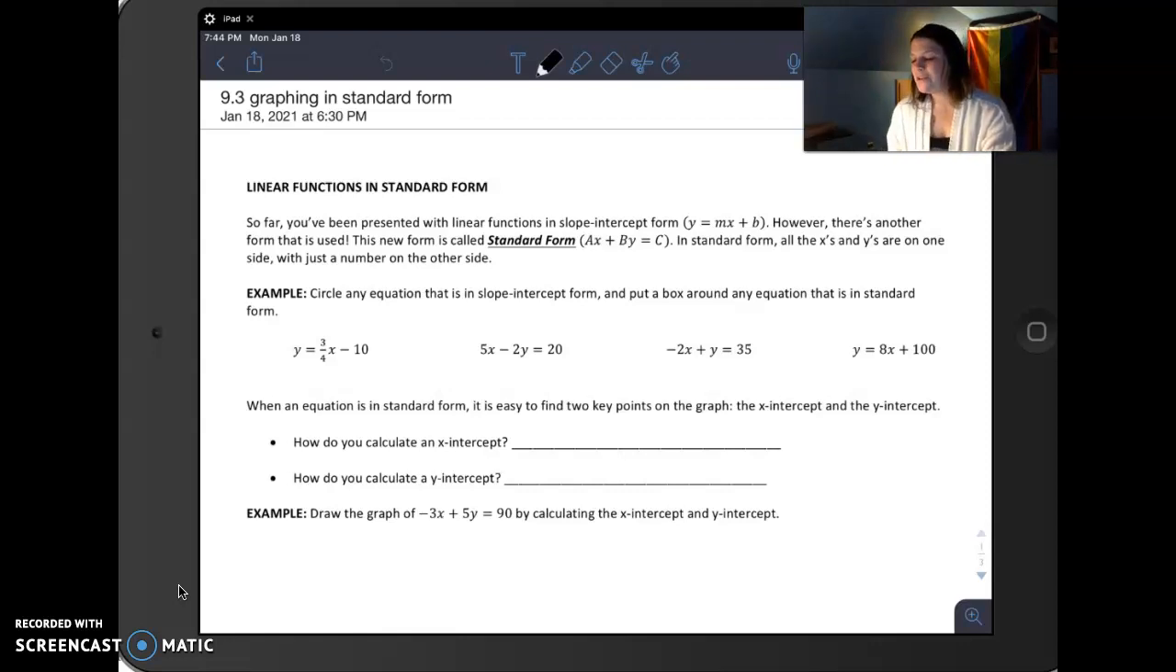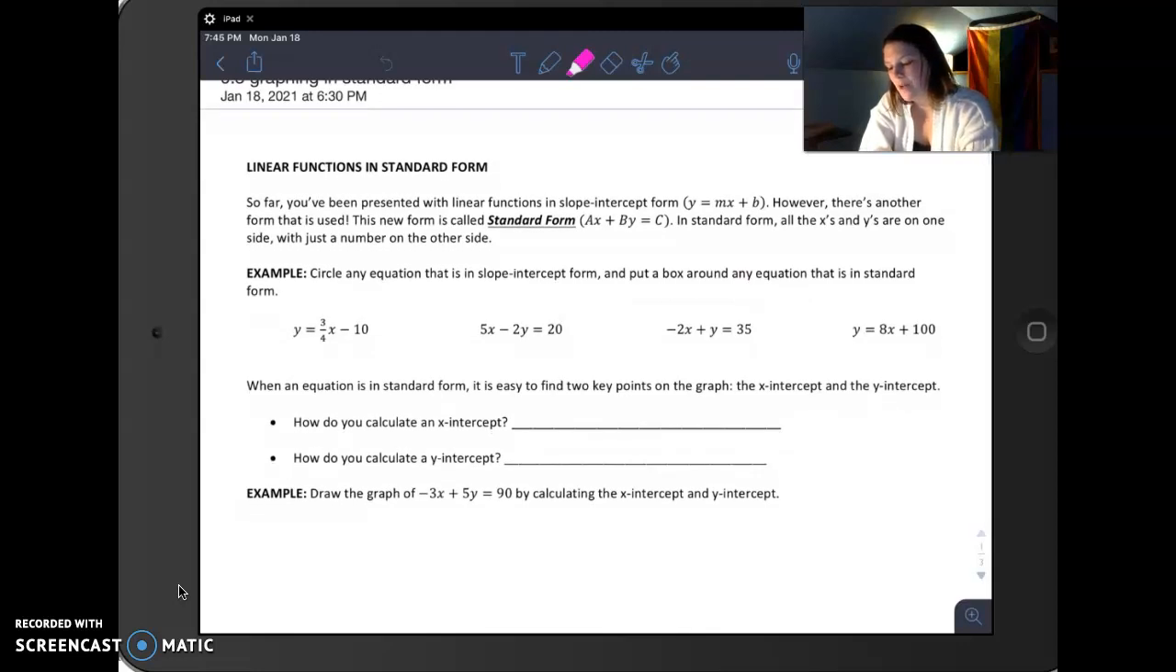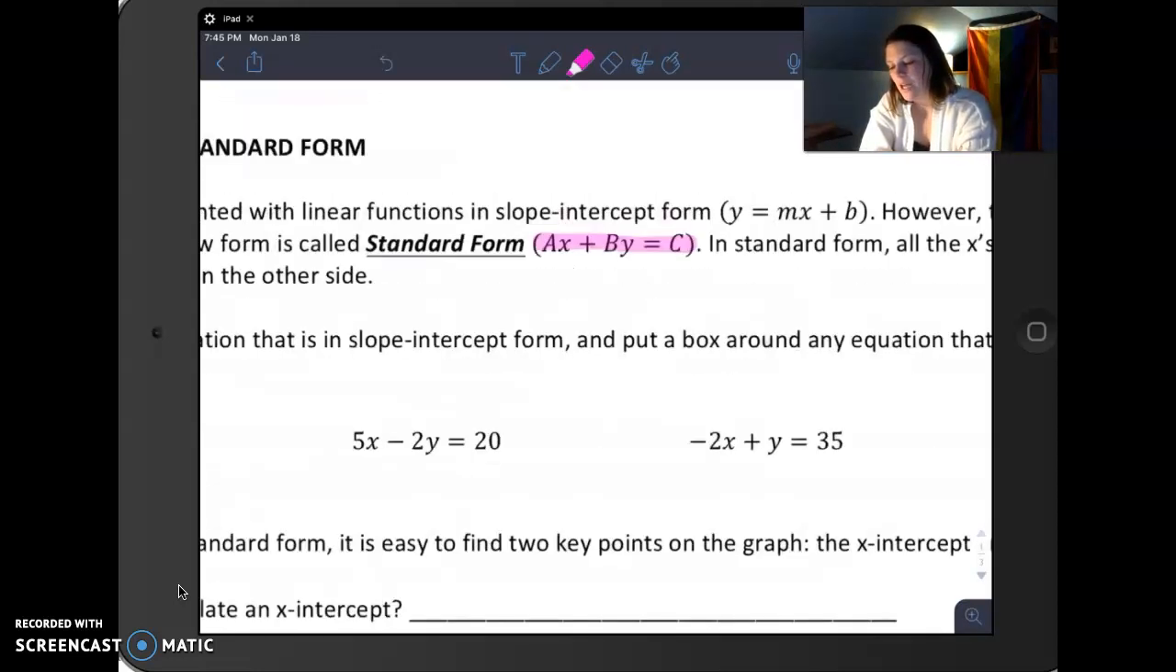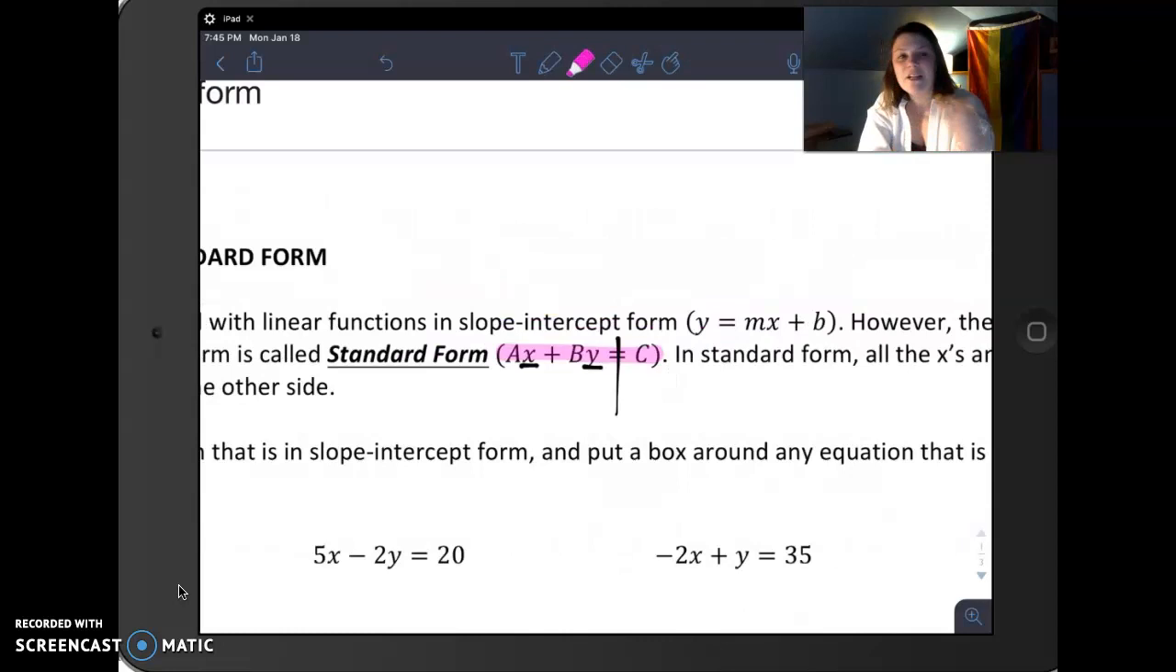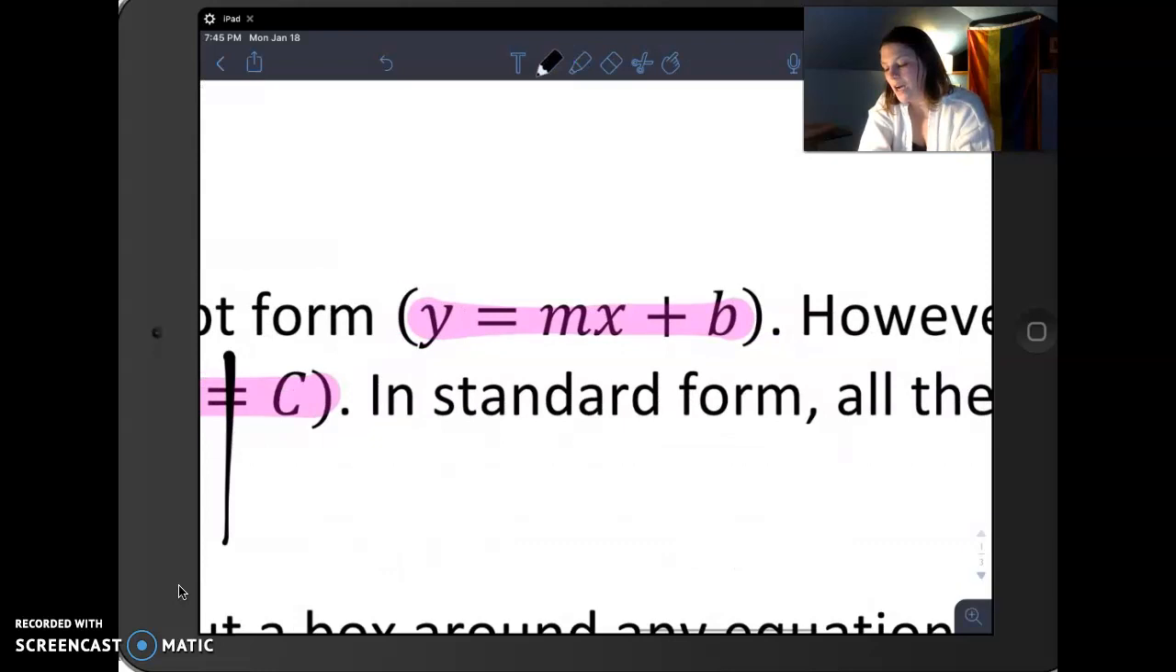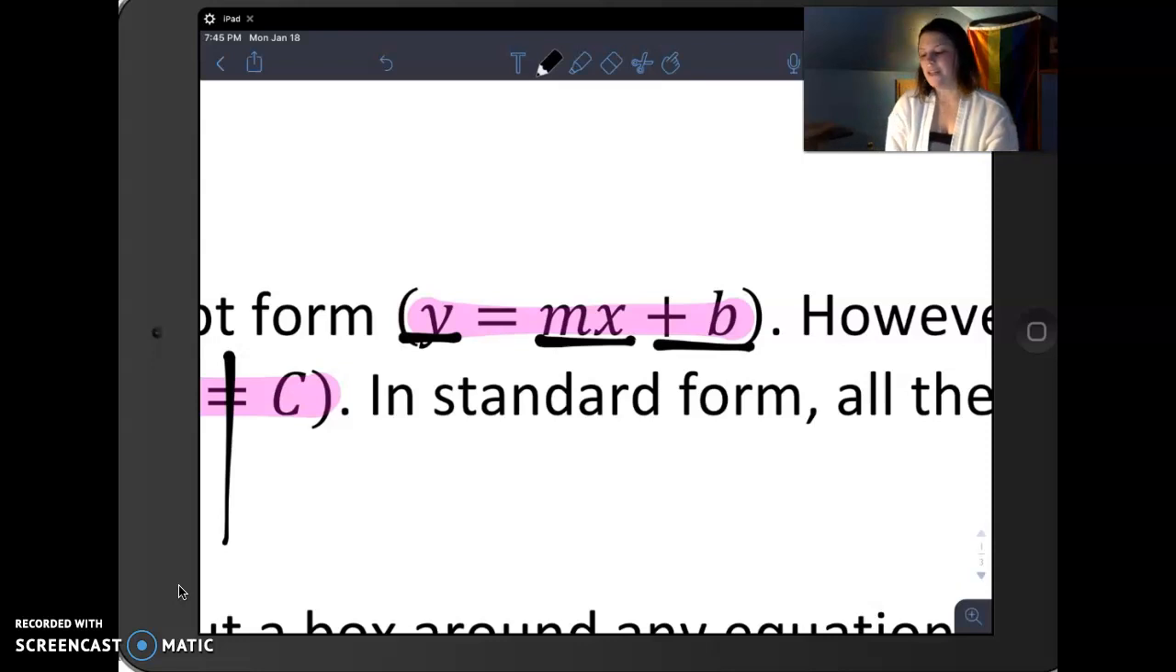Backtracking a little bit, we're going to talk about what standard form is. Standard form, as this little paragraph explains, is when you have ax plus by equals c. It's not always plus, it could be a subtract, but the big idea is that both the x and the y are on the same side of the equal sign, whereas the form of the function we're used to seeing has y alone on one side, and mx plus b on the other side.